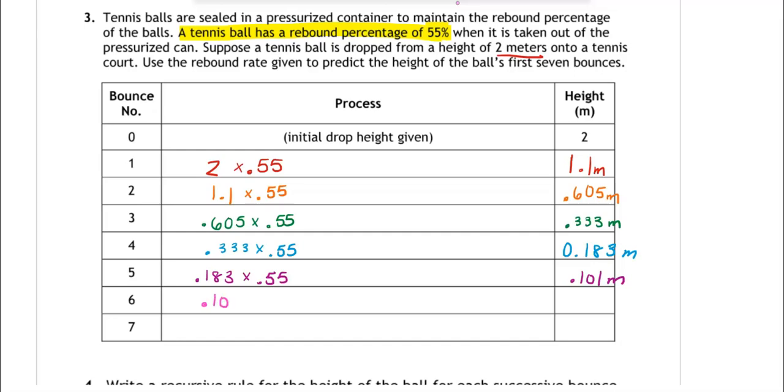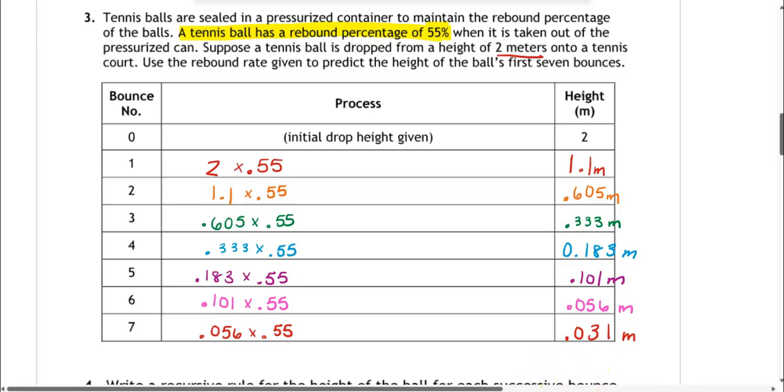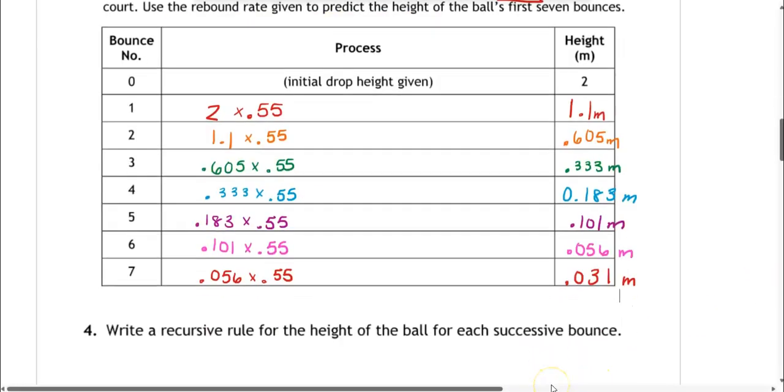And then 0.101 times 0.55, sorry, gets me 0.056. And then the very last one, 0.056 times 0.5, that's going to get me 0.031 meters. So at this point in time, it's almost just hanging out on the ground there. I mean, it's still got a bit of a bounce, 0.03 meters, but not much. So that's how you would do that.